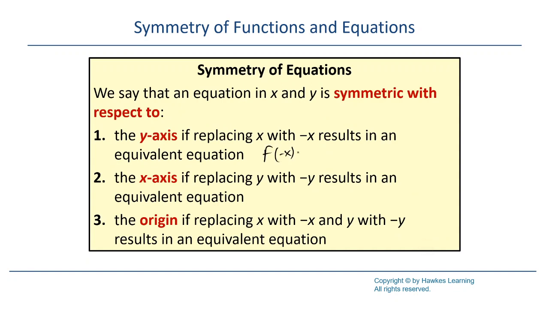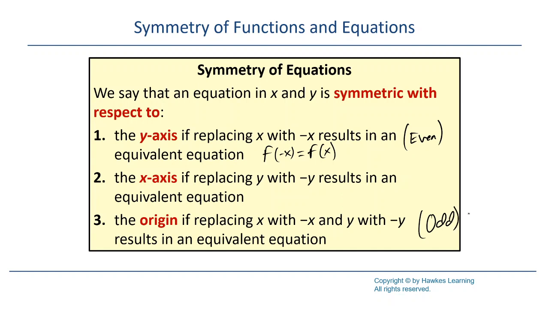So f of -x is equal to f of x. X-axis symmetry is if you replace y with -y and you get the same equation. There's not really a function for this. This one is kind of you have to plug in multiple cases. And then the origin symmetry is you basically have x and y-axis symmetry. So these are special cases where these are even functions and these are odd functions.